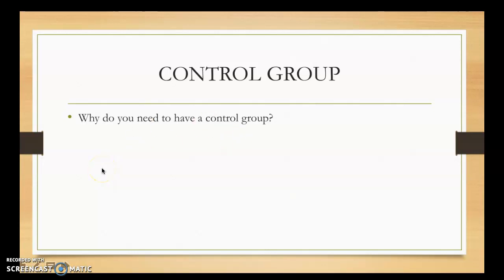They are the comparison group, the group that stays the same. No matter what they do, they're staying the same. So for example, let's say we are testing a new drug, and some of the group is control and some of the group that we're testing is experimental groups.